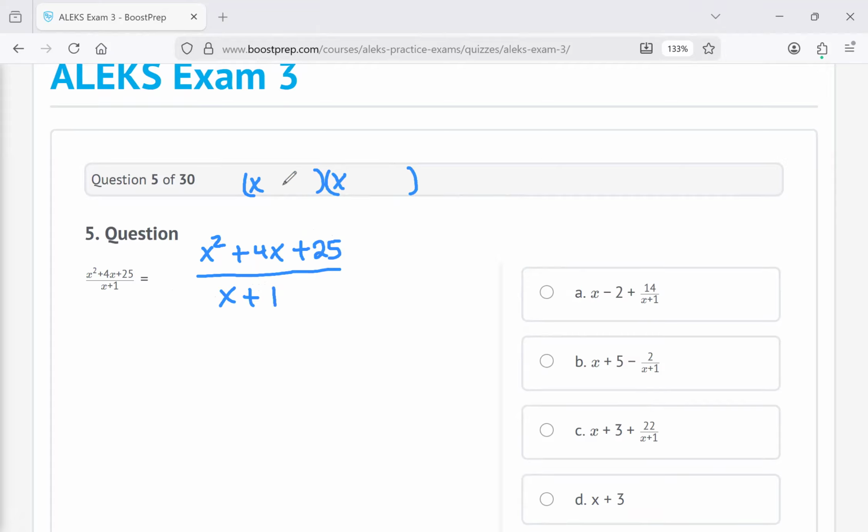So you're gonna put an x here and x here. Can you come up with two numbers that multiply to 25 and when added give you 4? Impossible, right? So what can we do? What we could do is we could do two things. We could do synthetic division, and we could do long division. Those are our two options.